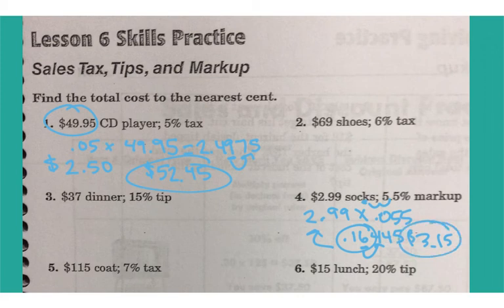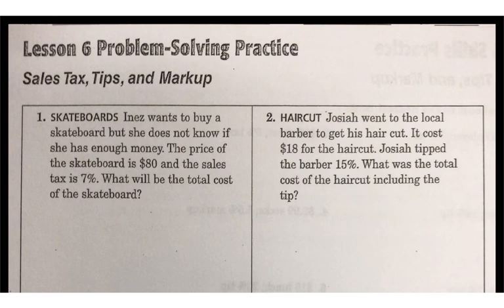Okay, so here on the next page, on page 73, and I guess this is page 74. All right, here it says Inez wants to buy a skateboard, but she does not know if she has enough money. The price of the skateboard is $80, and the sales tax is 7%. What will be the total cost of the skateboard?